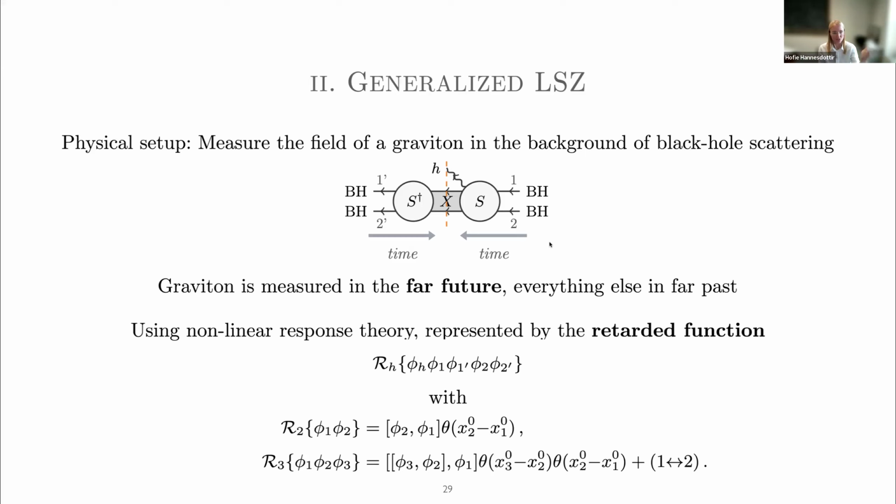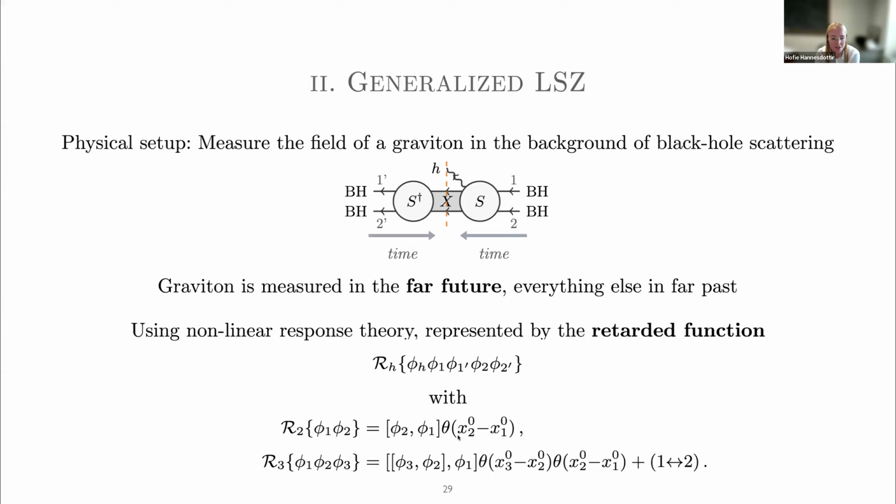So the things that we fix are the graviton in the far future, but everything else is in the far past. So it's almost like a square of the process, but since we measure the field that's linear in the creation and annihilation operators, it really corresponds to this diagram here. So we can work out, and we have this in our paper, that using nonlinear response theory, this observable is represented by the retarded function, basically where we put the graviton in the far future of all the other operators. And I've included here the definition of the retarded function.